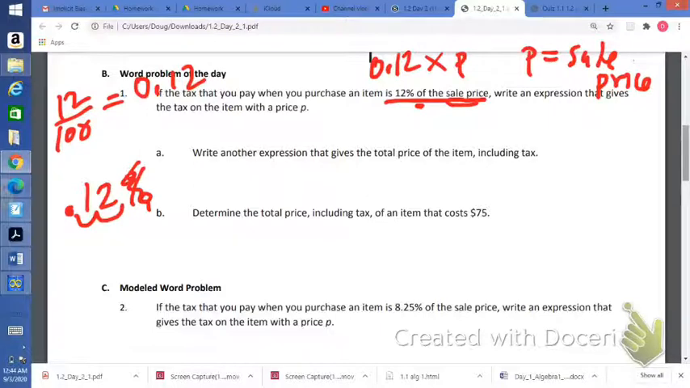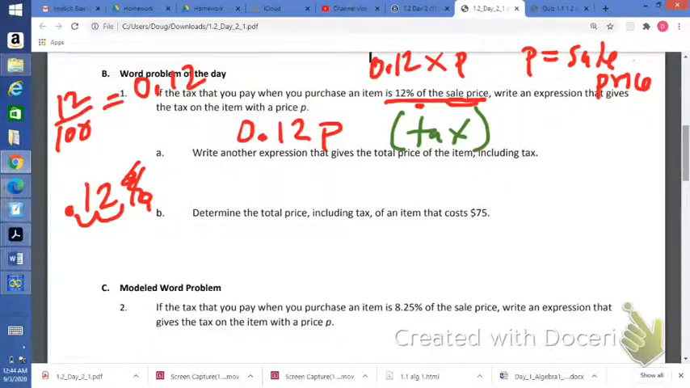So it's going to be 0.12 P. Alright, and what we just found is how much tax we would be paying. We're paying 12% on whatever the sale price is. Now in the next part it says write another expression that gives the total price of the item including tax.